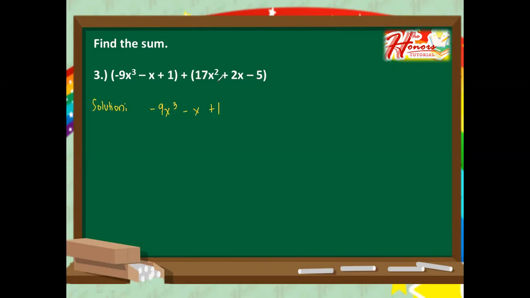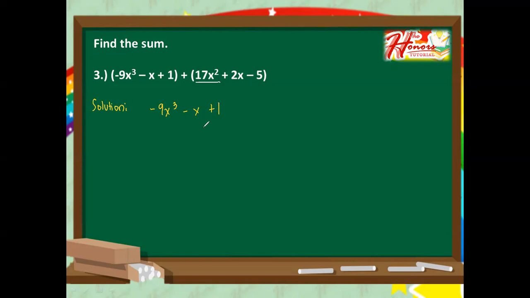So we have here 17x squared. It cannot be paired to 9x cubed because though they have the same variable, their exponent is not the same, so therefore they are not like terms. We cannot write it below negative 9x cubed. What will happen next? How about below negative x? Can't be, because though they have the same variable again, which is x, they differ in exponent, which is 2 and 1. It's different from each other.